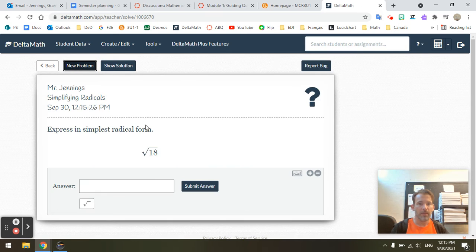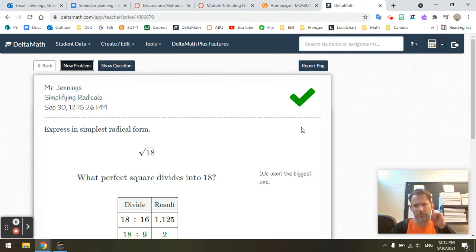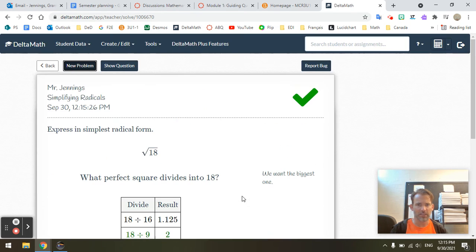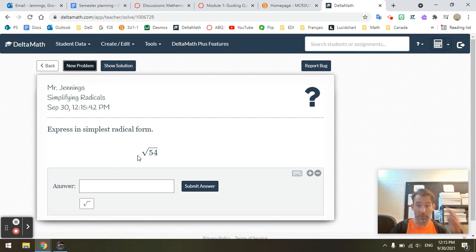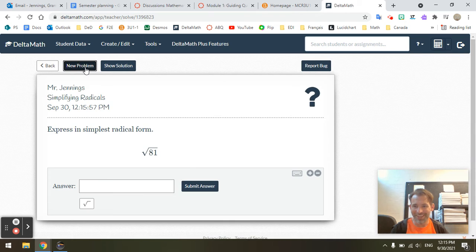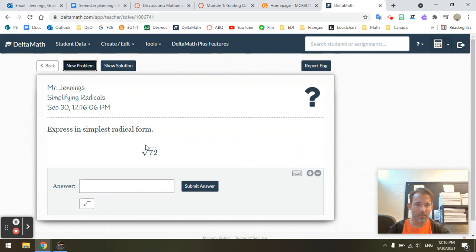Submit answer, yes. Yay. Okay, do another one. 18, that's 3 root 2. See, it's faster for me to do these in my head than it is to write it down. So if you're using a calculator, you're missing out, because you want to develop this skill of lightning fast seeing the answer, and you only develop it by engaging. Here, 54. Well, that's 9 times 6, so that's 3 root 6. Maybe I'll go until I get one wrong. Okay, 81. Oh, that's just 9.